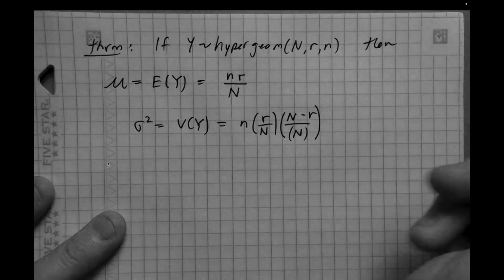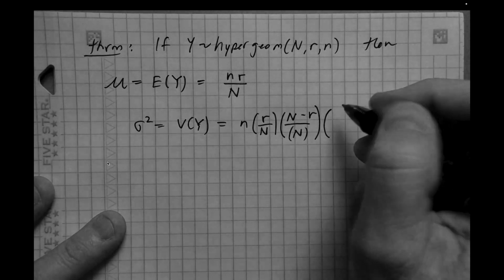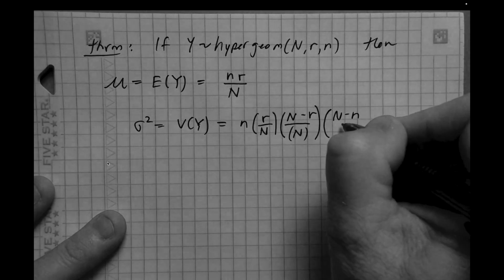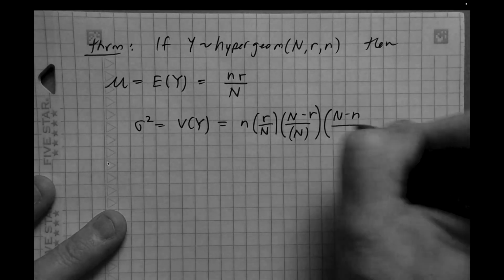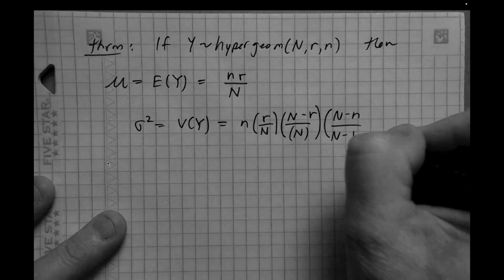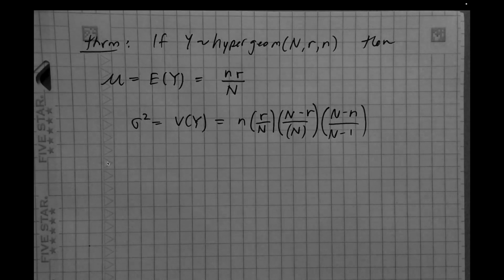Okay, I guess I put that in there. All times population N minus sample n, divided by population N minus 1. So kind of a complicated variance expression. Okay, so what's going on with these?